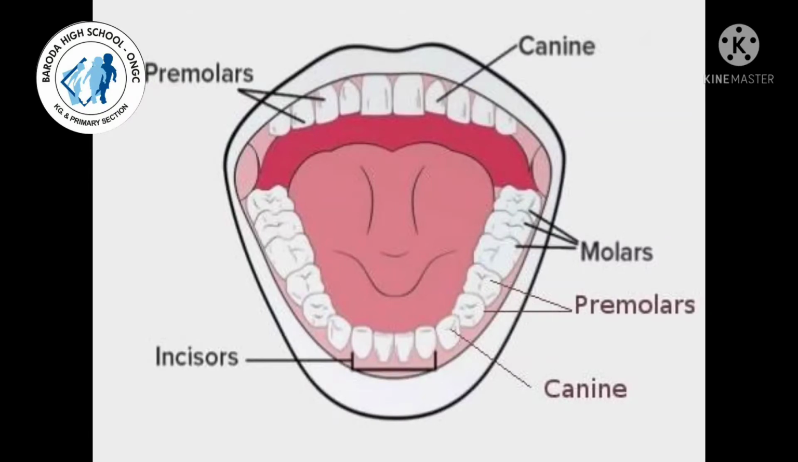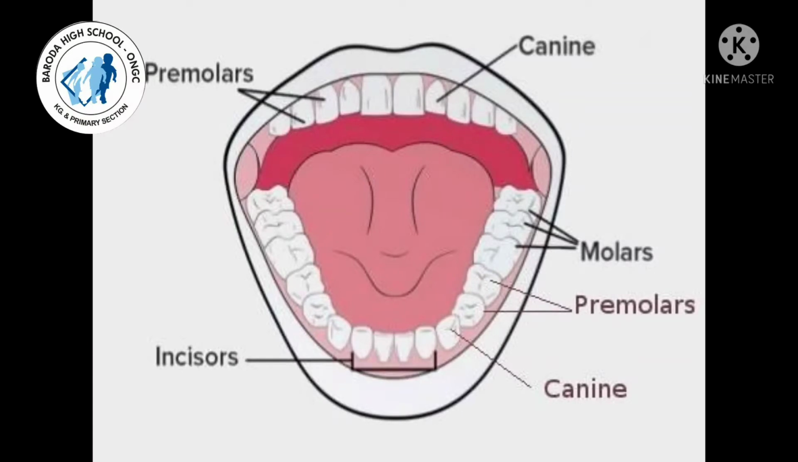Now, in our mouth, each tooth is rooted in a separate socket in the gums. Our teeth vary in appearance and perform different functions. In this picture, you can see the arrangement of the teeth. The teeth in the front are known as incisors, and after that are canines, and after that are premolars and molars. There are different types of teeth, and they play different roles.